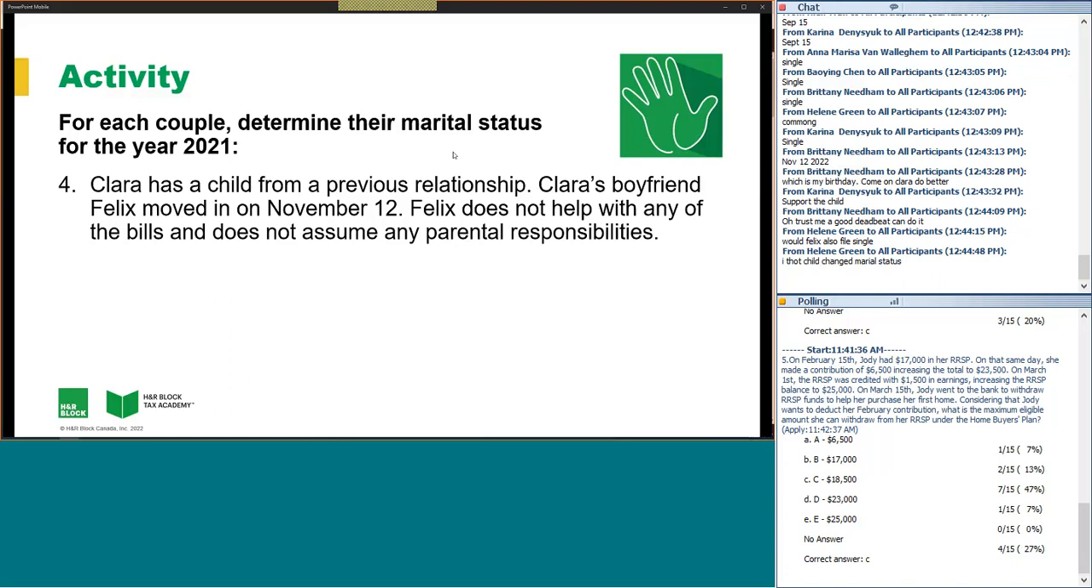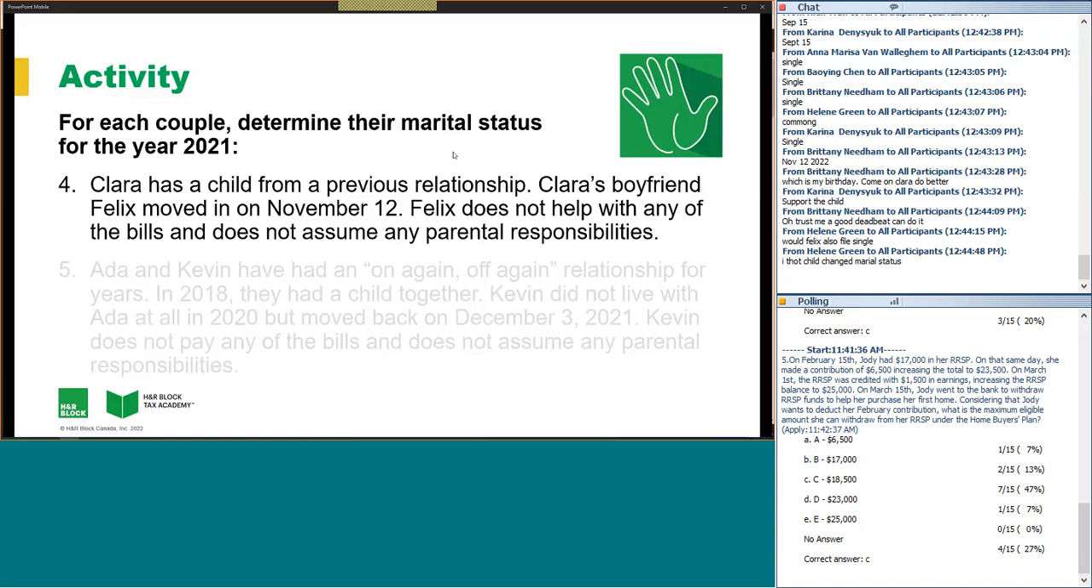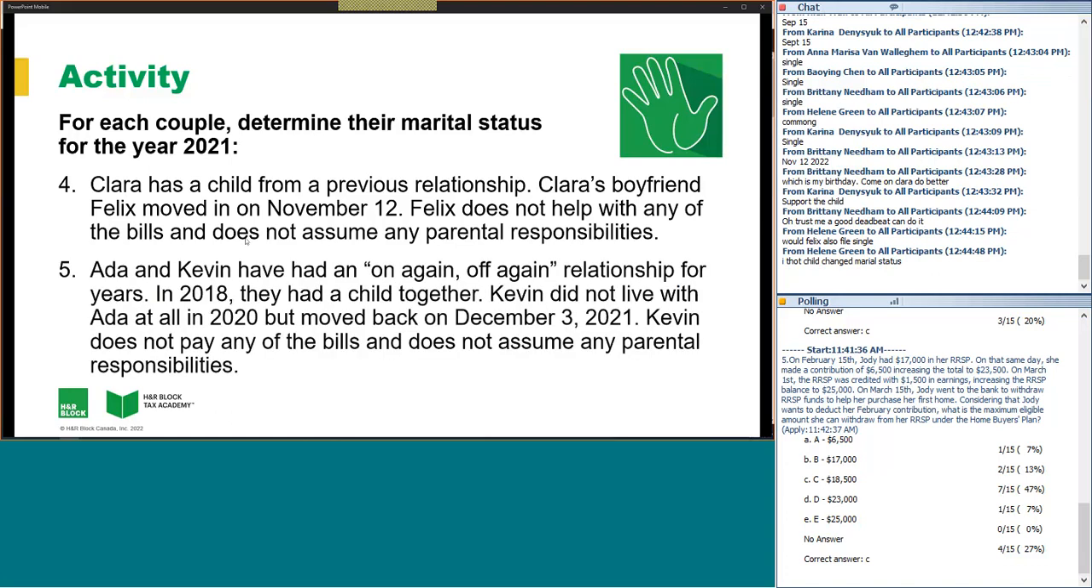So a child changes marital status if he has established any type of parent-child relationship. So if there's care, custody, and control, the child will change marital status. If there isn't, it won't. But again, with a little star, what is it going to look like to the CRA looking from the outside at the relationship? All right, here we go, another one.